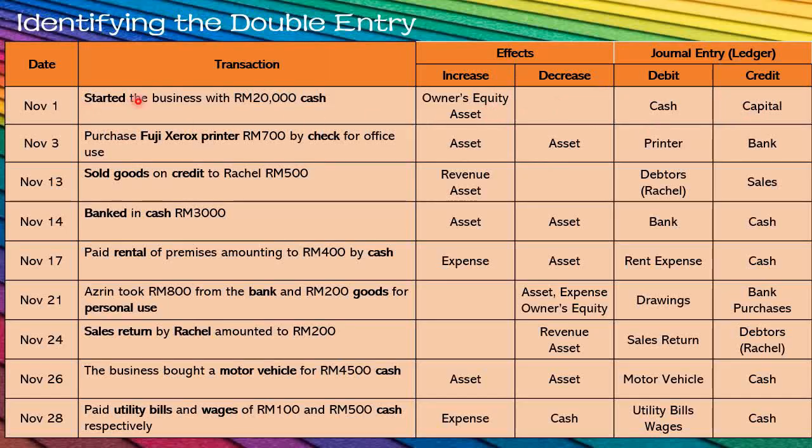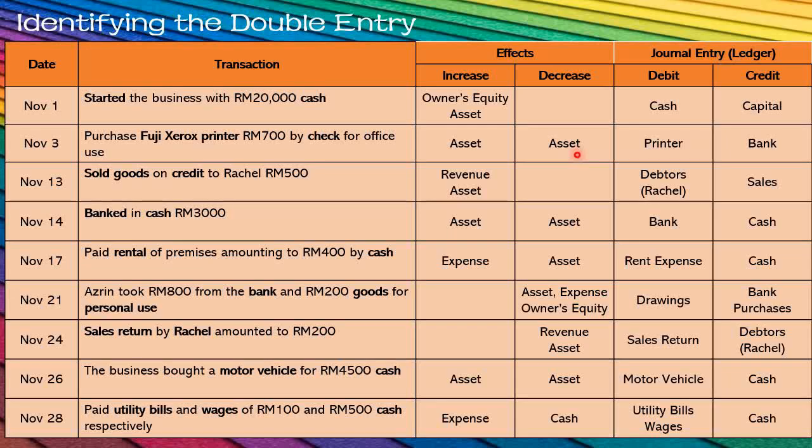Okay, started the business with 20,000 in cash, so we agree that owner equity increased because of the increase in contribution. Asset also increased because of cash. So identify first what kind of cash we are dealing with here. I have bolded the word cash so that it will be the clue for you. So asset bertambah, debit cash, equity bertambah, credit capital. Macam tu. Okay, for the second transaction, increase in asset because of the printer.